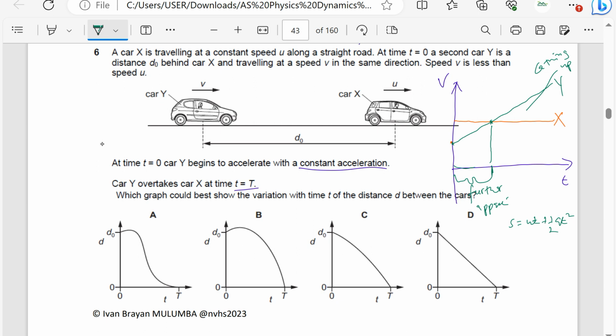So which graph could best show the variation with the time t of the distance d between the cars? So D is going to automatically be wrong because it shows that there's 0 acceleration for both cars. Because it is showing that as time goes on, the distance between them decreases, but at 0 acceleration. In other words, this is showing 0 acceleration, so this is out.